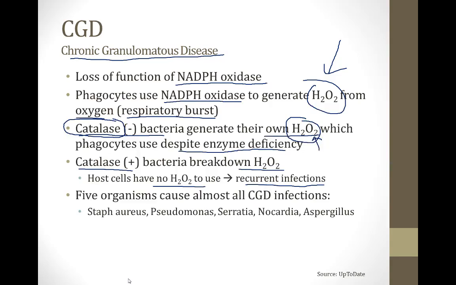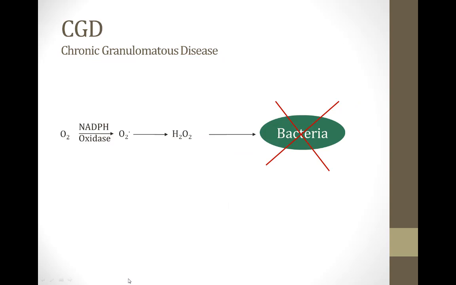So 5 organisms, all of which are catalase positive, cause most of the infections in chronic granulomatous disease. Those pathogens are Staph aureus, Pseudomonas, Serratia, Nocardia, and Aspergillus. And here's an illustration just to help you remember how this disorder causes disease. So oxygen is converted to oxygen radicals by NADPH oxidase, and then that is converted into hydrogen peroxide, which will go on to kill bacteria.